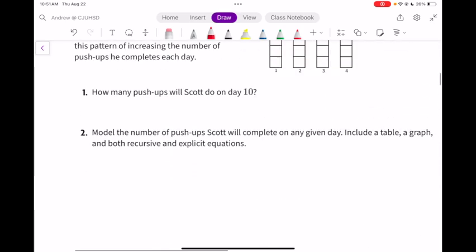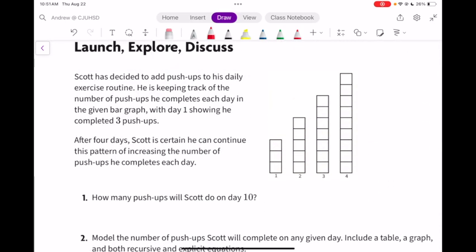What we want to do is first analyze the pattern. The best way to do that is to, first of all, do some counting. So on day 1, there was 3. On day 2, there's 5. On day 3, there's 7. On day 4, there's 9. How are we moving from one number to the next? We are adding 2.